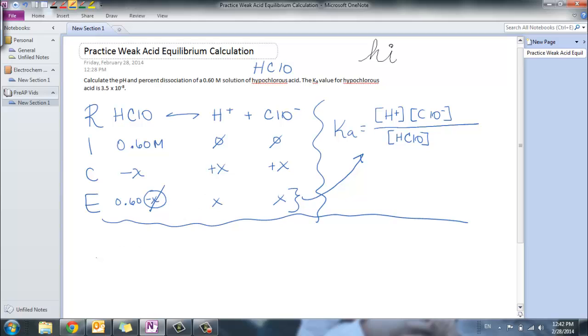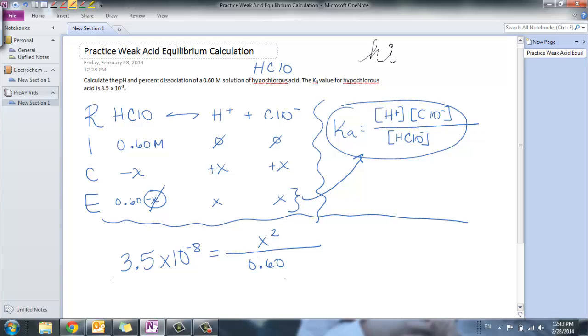All right, so I'm going to set up my K expression with substitutions down below. So my K value is known. My K value was given as 3.5 times 10 to the negative 8 equals X squared over 0.60. And so pretty much we just need to calculate our X value. So if you grab your calculator and solve for X, we're going to do 3.5 times 10 to the negative 8 times the 0.6 on bottom. And so our first step is we get 2.1 times 10 to the negative 8 equals X squared.